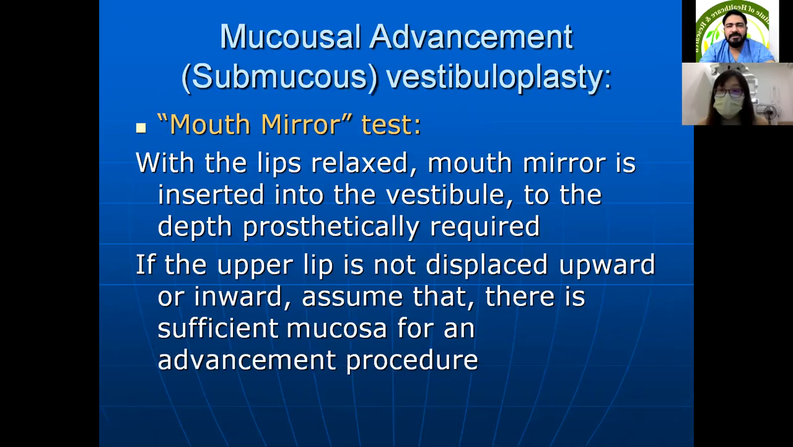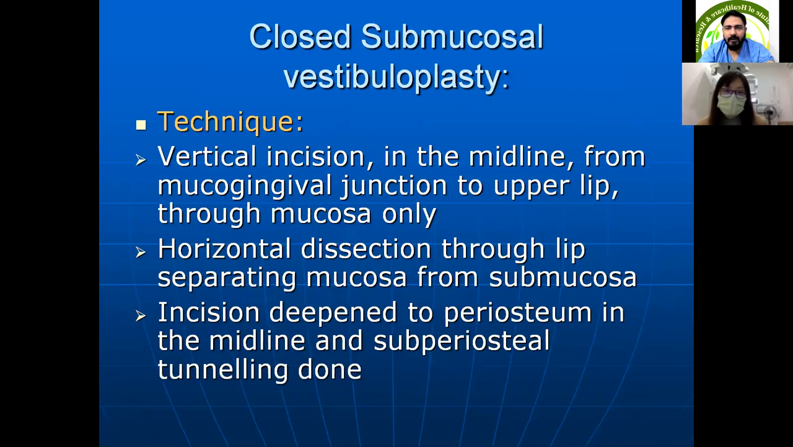Mucosal advancement or submucous vestibuloplasty. First is the mouth mirror test. With the lips relaxed, the mouth mirror is inserted into the vestibule. Your mouth mirror is there with a round mirror. The mouth mirror is inserted into the vestibule to the depth prosthetically required. If the upper lip is not displaced upwards or inwards, assume that there is sufficient mucosa for an advancement procedure. Got it? That is how to assess with the mouth mirror test. Okay.